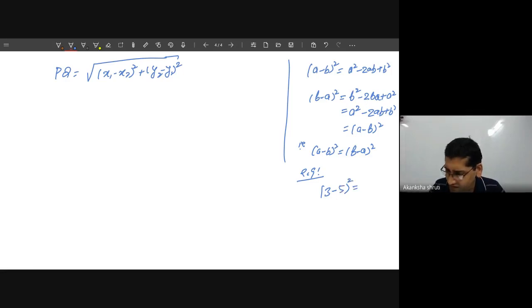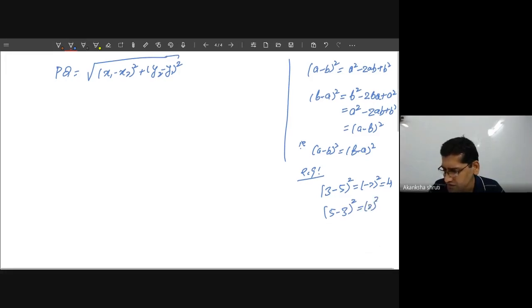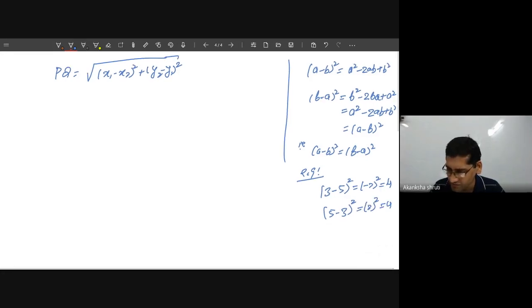What is this? It is like minus of 2 square, it is 4. And if I am taking 5 minus 3 square, what does it mean? It is also 2 square, it is also 4. Means whether I write A minus B square or B minus A square mean the same thing. So this way, what can I write for the second term?